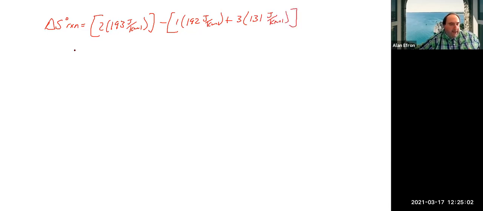And if we do all that there, we get 2 times 193 minus 192 plus 3 times 131. Grand total is going to be, if I punch it in correctly here, let me try that again. Looks like minus 199 joules.